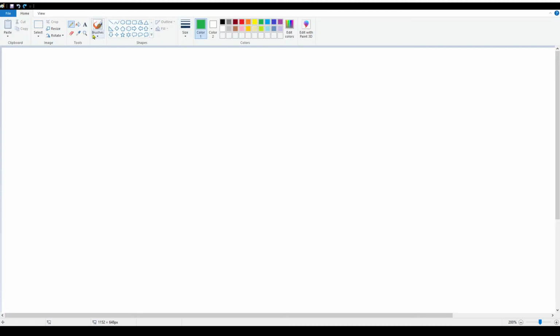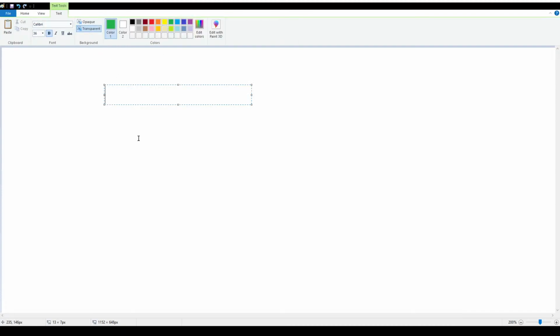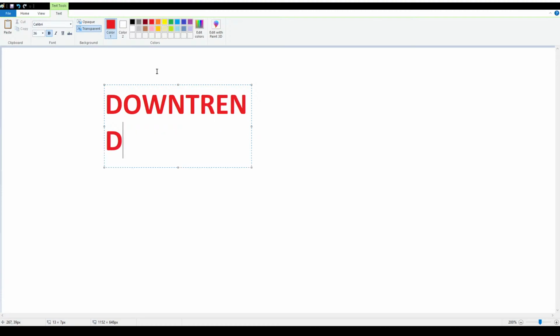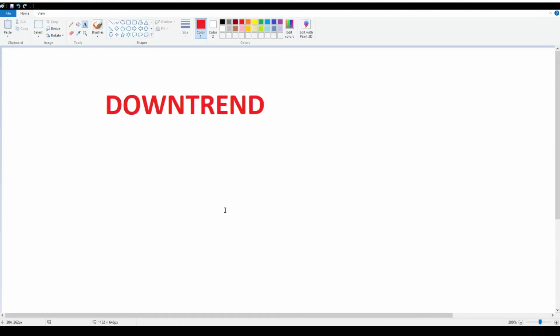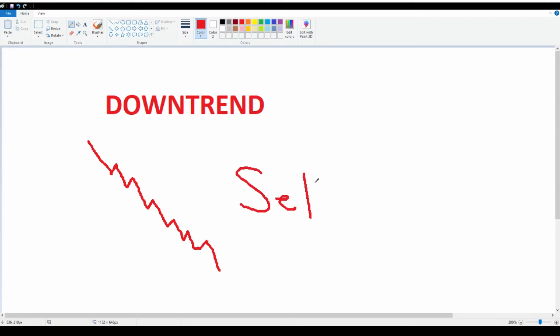I mean, let's look at a downtrend right now. The next one is downtrend. Okay, now let's not make this green. Let's make it red. Downtrend. Okay? So in a downtrend, guys, a downtrend would look something like this, the market pushing lower like this, okay? So in a downtrend, we look to open up sell trades, okay?